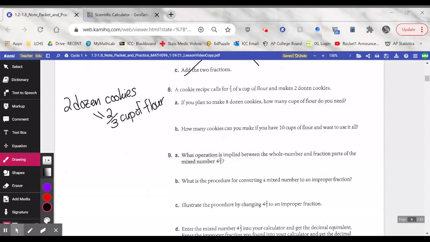For part A, it says, if you plan to make 8 dozen cookies, how many cups of flour would you need? So there's two ways of doing this. You can think of this as an addition problem or a multiplication problem. I think it's a little bit easier to treat it as an addition problem. If you have 2/3 of a cup for 2 dozen cookies, and we're looking at making 8 dozen, we would need 4 sets of the 2 dozen cookies. So we would need 4 of the 2/3 cups.